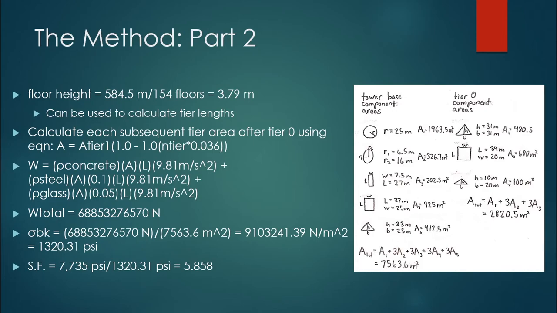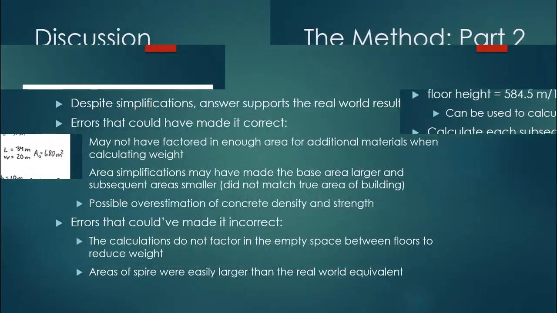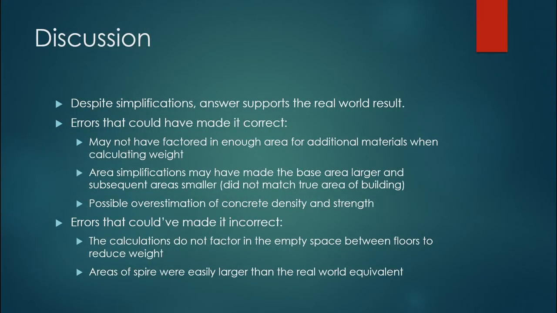Then after all the weights are calculated, we can add them together to get the total weight, and that can be divided by the area of the base in order to get a stress of 1,320.31 psi exerted from the building. Then the strength of the C80 concrete can be divided by this to get a safety factor of about 5.9 or about 6. So honestly, I'm pretty surprised that the calculation managed to mimic, or at least support, the real world result.